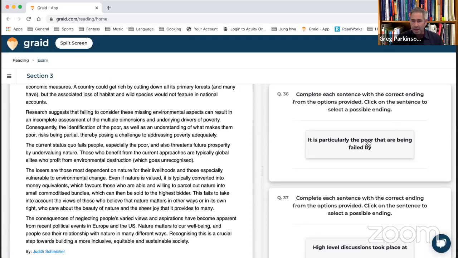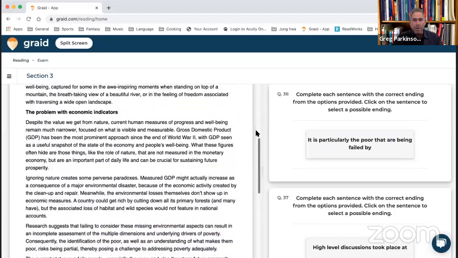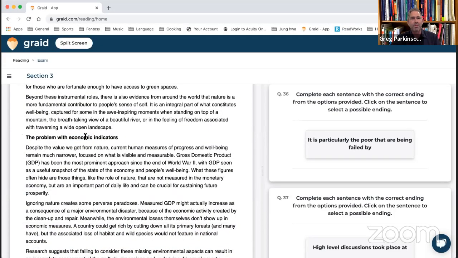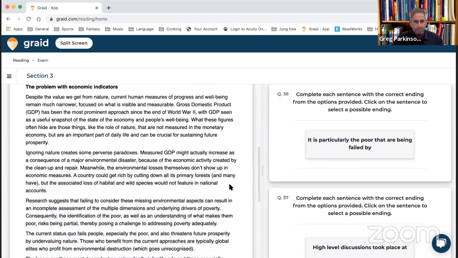Now, 36, it is particularly the poor that are being failed by, right? So I think the word I'm going to scan for is poor, right? So I'm going to scan for the word poor. And again, poor to me seems it's more likely to be under the heading, the problem with economic indicators. So I'm going to give you a chance at home. See if you can scan for the word poor, or maybe poverty, perhaps, right? So, but the poor means those who are poor. Again, it might be paraphrased as something like poverty or impoverished, but let's see if we can find anything about being poor. So I can see the word rich, but that's about becoming rich. It's not about being poor.